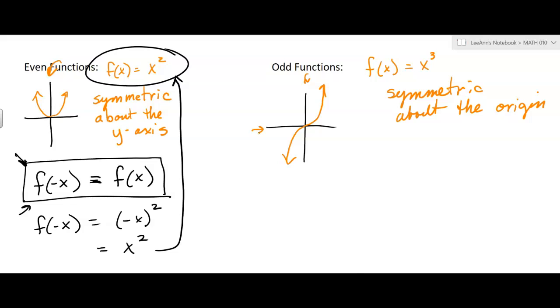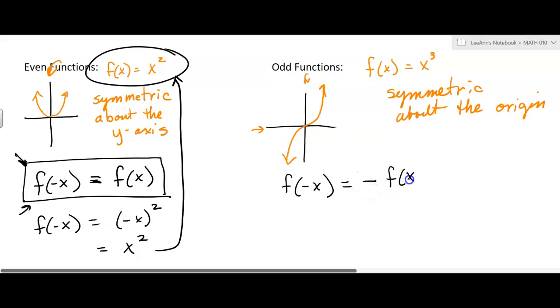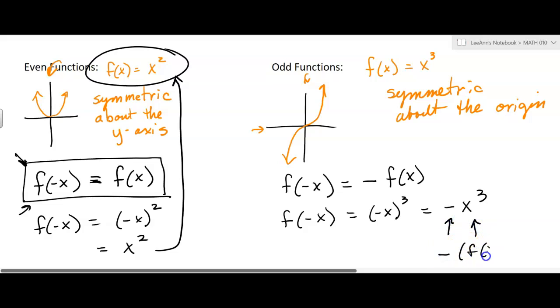Okay? The test for an odd function is if you take the function at negative x, it's equal to the opposite of the original function. So I can show it on our example here. It won't be too exciting, but f of negative x would be equal to negative x cubed, but that just equals negative x cubed, so it's the opposite of the function, right? It's the opposite of f of x.